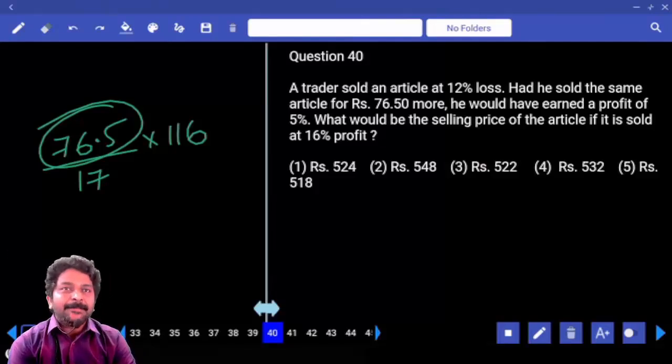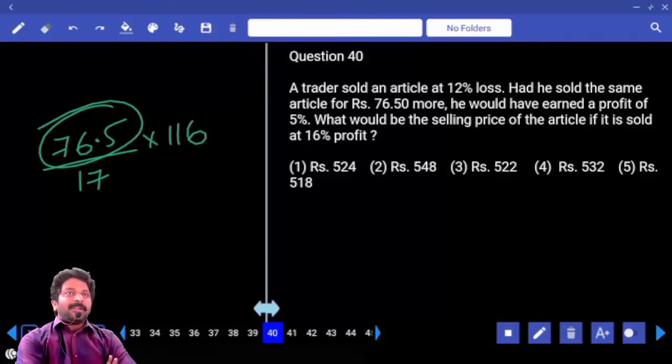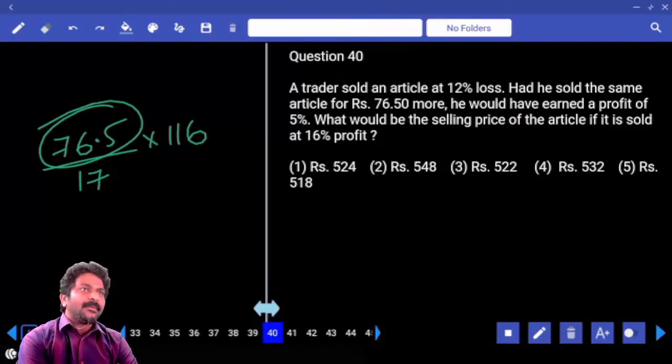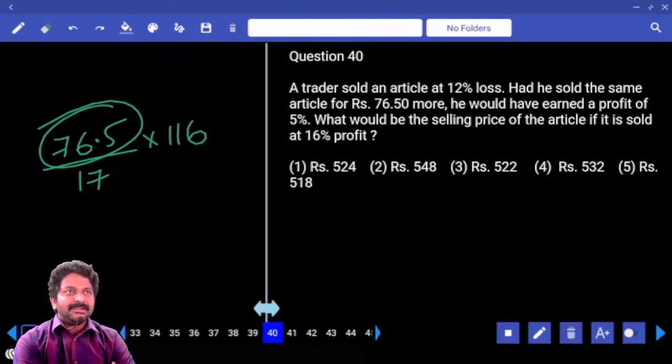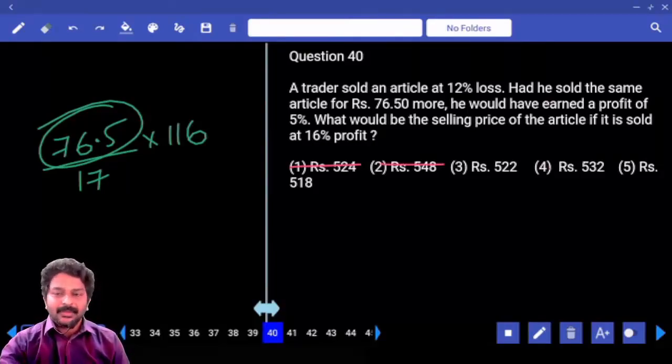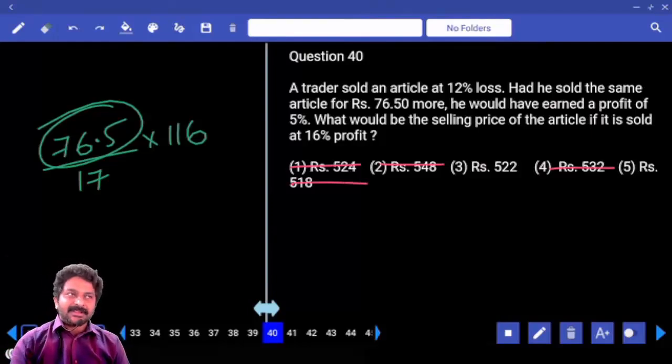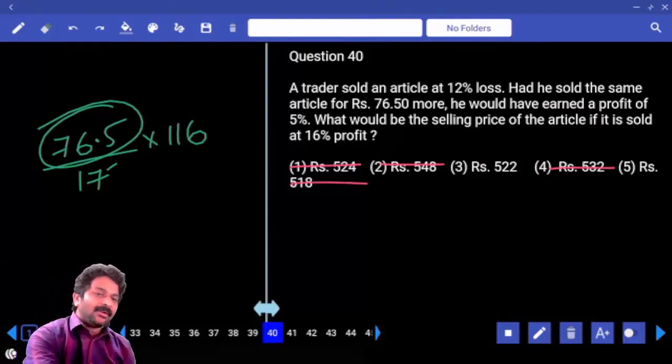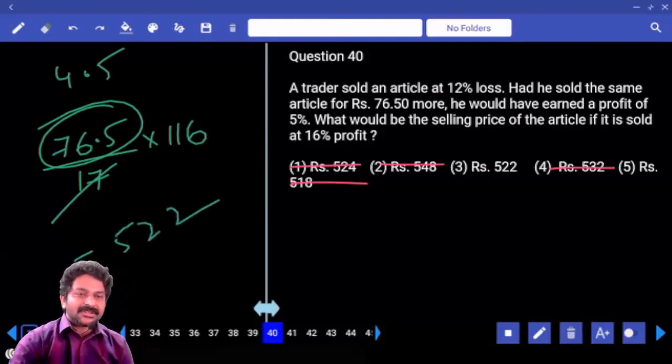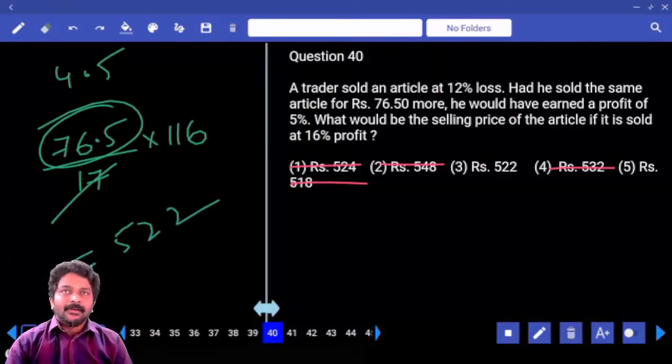76.5, is that a 9 multiple? In the denominator, do you have a 9 multiple? At least a 3 multiple? Then your answer must be a 9 multiple. Can it be the first option? Can it be the second option? Can it be third? Can it be fourth? Can it be fifth? Final answer. Or else calculate it: here it becomes 4.5 times, multiply it, and 522 comes. Okay? I think we are done with it.